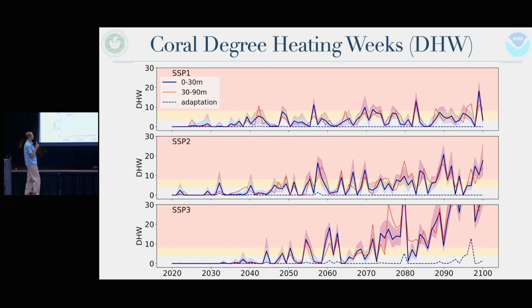However, corals are living organisms. And based on work that Rob Toonen and his group have done at HIMB, they've shown that many of the corals around Hawaii have around a 2-degree per century adaptation rate. So if you look at the dashed line in each of these scenarios, you can actually see that if that were included in SSP 1 and 2, there would be no degree heating weeks of severe impact to the corals by the end of the century. It's different in SSP3.